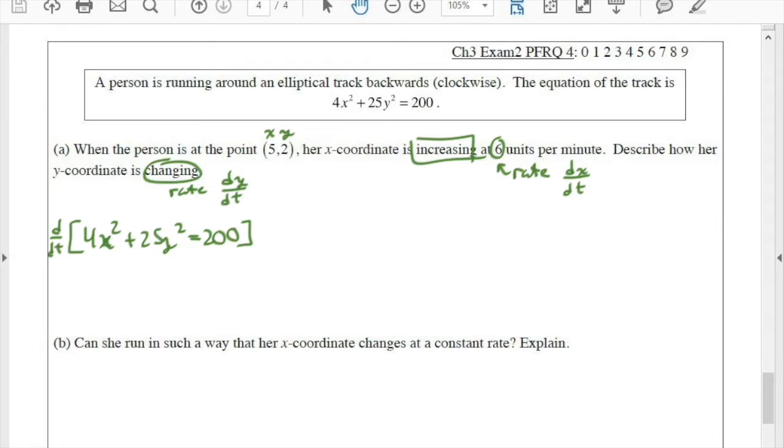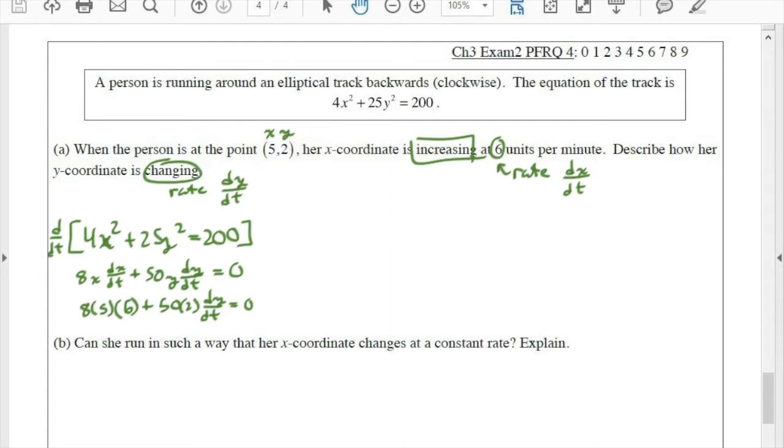So we do the first one. We get 8x, and then dx dt, plus 50y dy dt. And then what's the derivative of 200? 0. Okay. Do we have an x? Yes, it's 5. Do we have a dx over dt? Yeah, it's 6. And do we have a y value? Yes. Then we have dy dt, and we just have to solve for it.